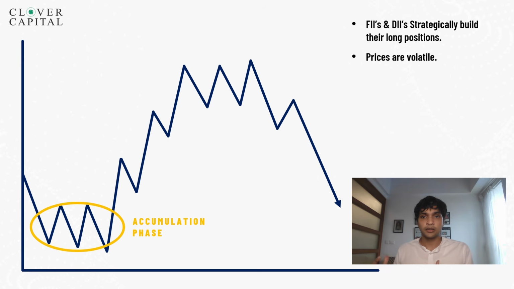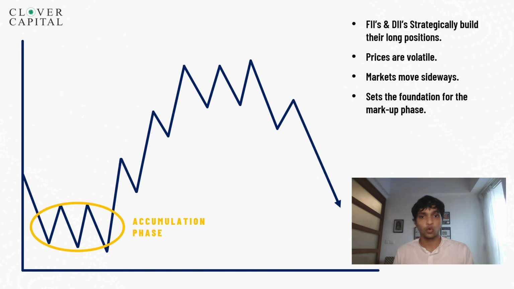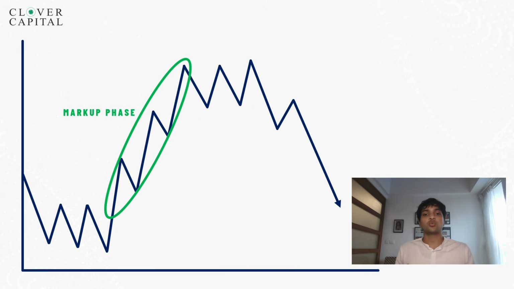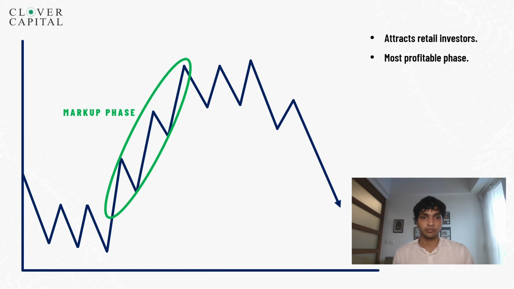At this phase, prices tend to move sideways and in a range with relative moderate volatility. This phase is marked by consolidation and sets the foundation for the next phase, which is the markup phase. This is what one would typically term as the bull market. Prices break out of an accumulation range and begin their trajectory upwards. This phase is characterized by growing investor confidence and increased buying activity. It often attracts a lot of retail investor participation. It's typically the most profitable phase for investors since prices rise the most during this phase.